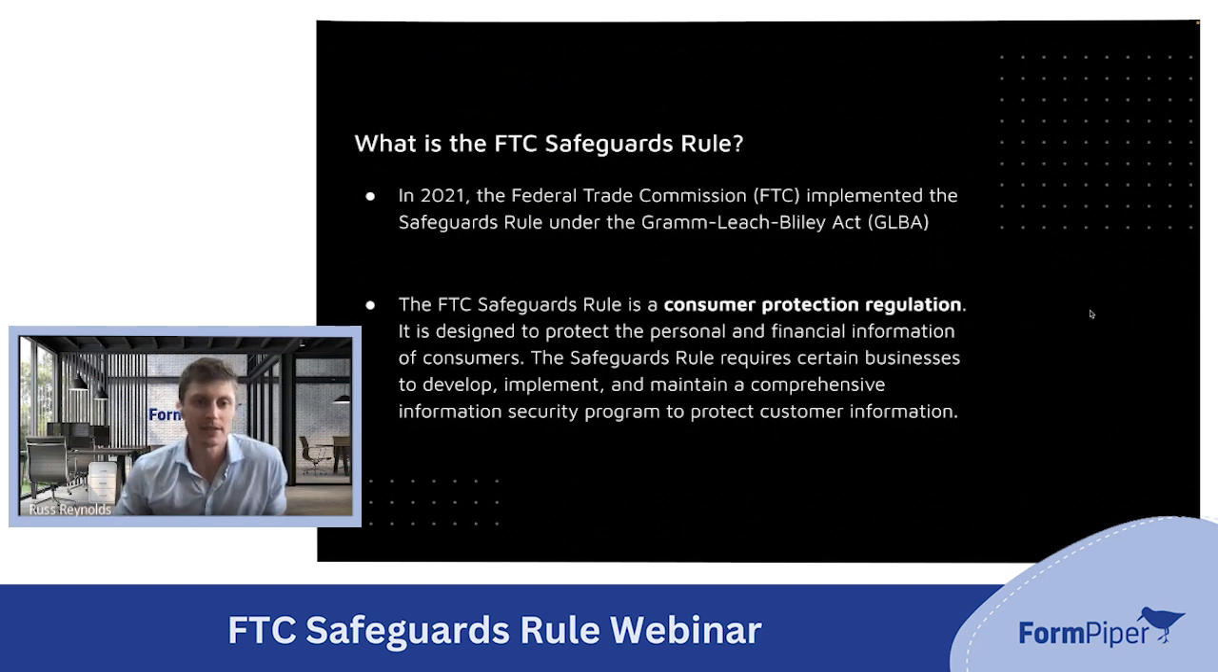So the FTC Safeguards Rule was implemented in 2021 under the Gramm-Leach-Bliley Act. The rule is a consumer protection regulation. It's designed to protect the personal and financial information of consumers. So it requires that certain businesses develop, implement, and maintain a comprehensive information security program to protect customer information.